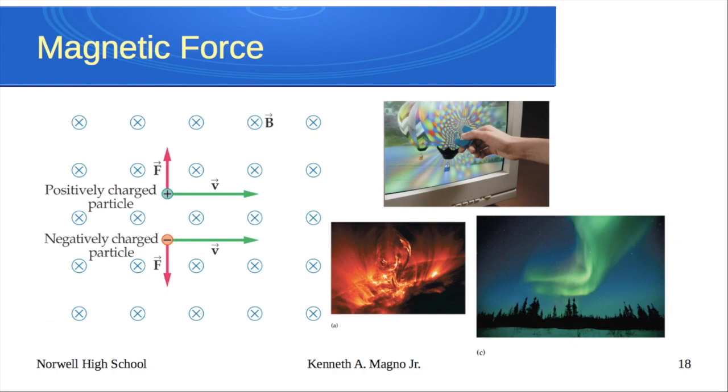the velocity, would be pointing to the right. If it's a positively charged particle, my thumb would point up. If it was a negatively charged particle, though, my thumb would point down, the opposite direction. So you can see how it goes one way or the other.